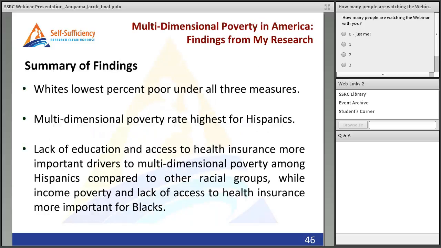Just to summarize a few key findings, whites are the lowest percent poor under all three measures. The multidimensional poverty rate is highest for Hispanics, and lack of education and access to health insurance appear to be more important drivers of multidimensional poverty among Hispanics compared to other racial groups, while income poverty and lack of access to health insurance appear more important for blacks.